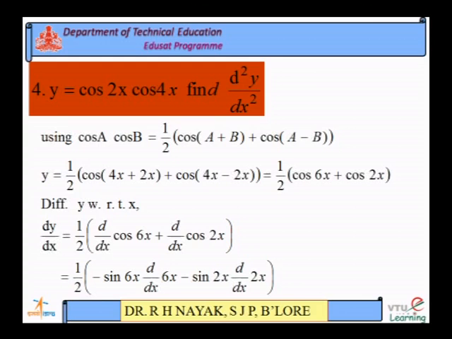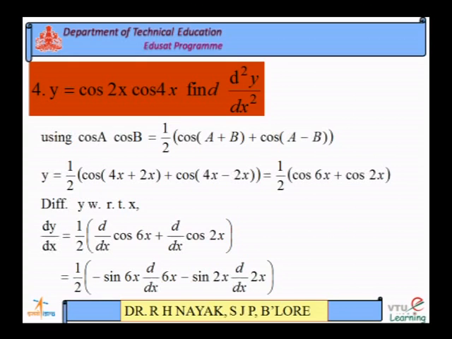Suppose if you differentiate it directly, we have to use the product rule, correct? Cos 2x into cos 4x. While differentiating we will get product of two terms plus product of two terms. Again if you differentiate it, what you will get? Again it is to be differentiated using the product rule. So, you can also do like that.